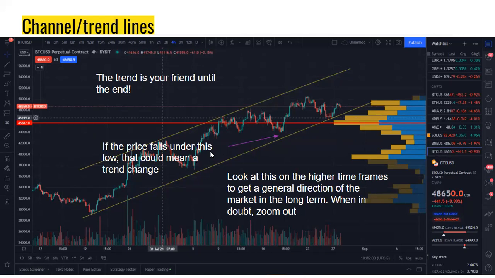If the price falls under this low, that means a trend can change. So you're looking for this to confirm. You're looking for it to break this low, come back up, retest, and then come back down for a trend change.